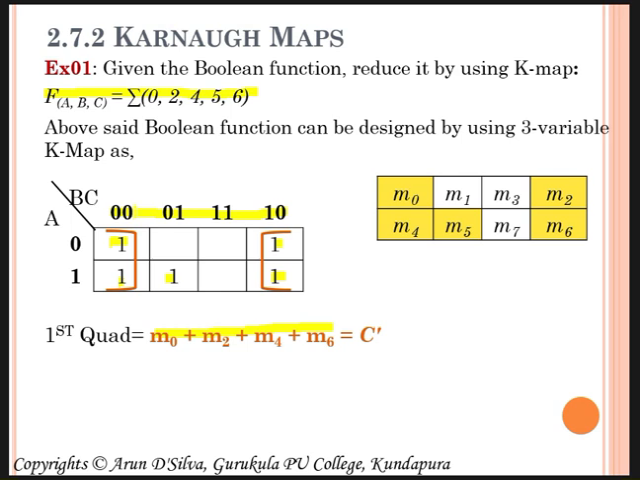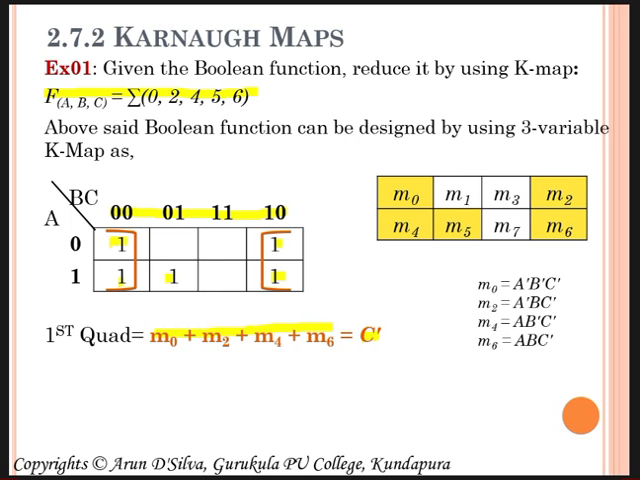Now column-wise, these min terms lie in the first column as well as in the fourth column. In the first column the value is 0, 0. In the fourth column the value is 1, 0. That means the B value changes: in the first column B is 0, in the fourth column B is 1. But C is 0 in the first column and also 0 in the fourth column. So only the C variable remains with the same value. We take only the C term, and the value is 0. That's the reason it is complemented.